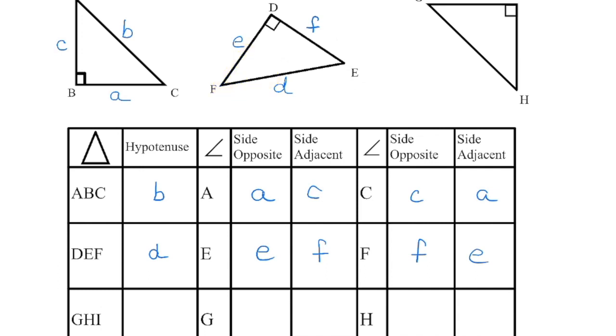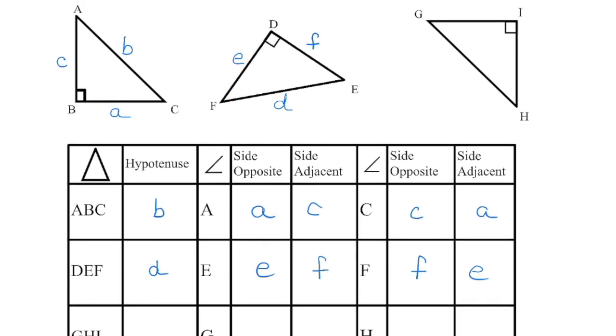And then finally, similar with this one, I'm going to start with labeling the sides. This is side I, opposite from angle I. Side G is opposite from angle G. Side H is opposite from angle H. Again, I'm using lowercase letters. In that triangle, my hypotenuse, the longest side, is side I.